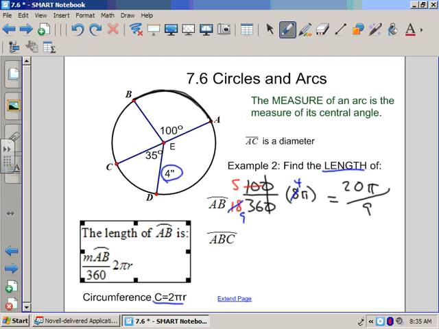What's the length of arc ABC? Well, we just did that one, right? Because that was the easy one. It's exactly half of 8 pi. Half of 8 pi is 4 pi. If I were going to do the length of arc ABD, I would do 215 over 360 times the circumference, which is 8 pi. Hopefully that all makes sense.